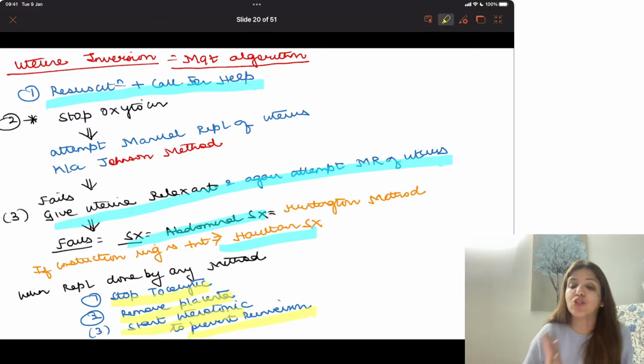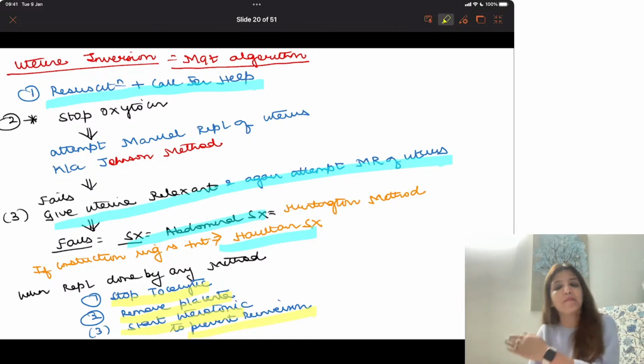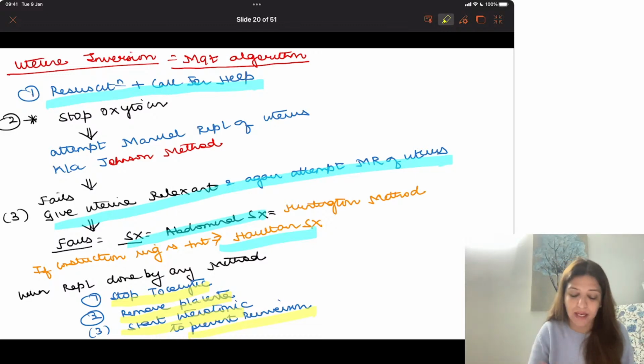Clear? This is the management algorithm for uterine inversion which you have to remember. All these are consecutive next steps, and that is how the question is going to be asked.